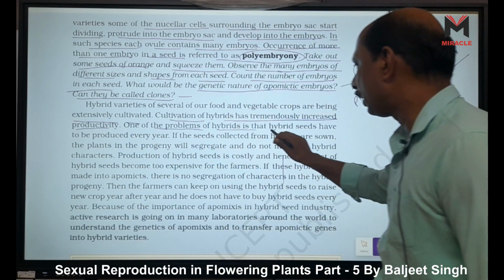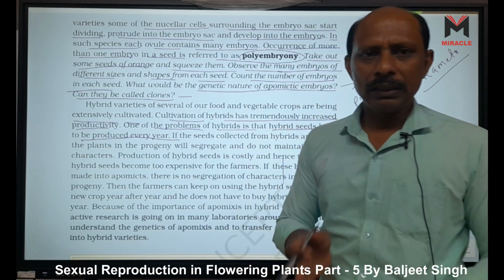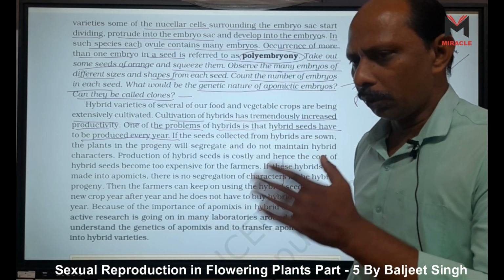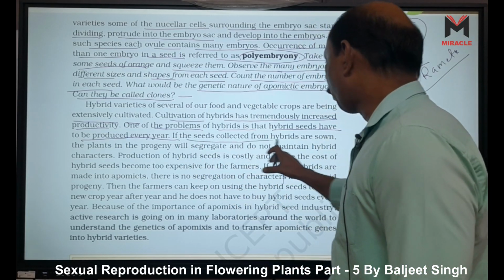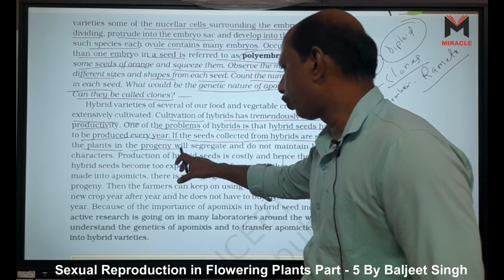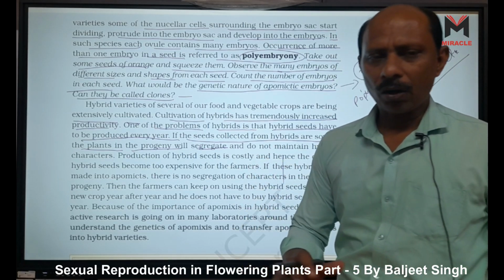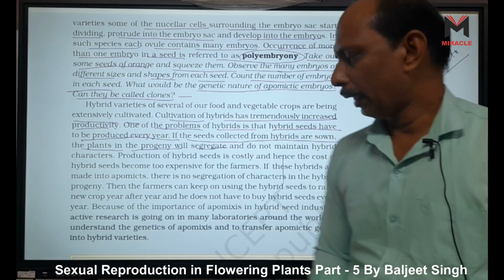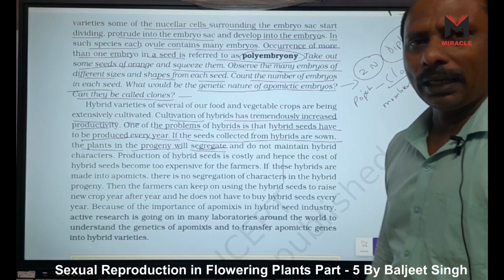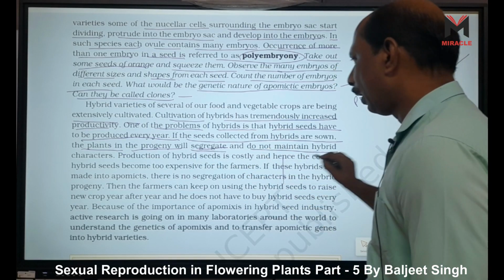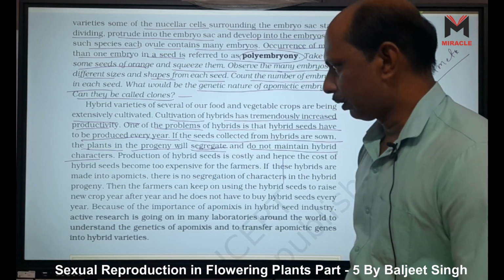One problem of hybrids is that hybrid seed has to be produced every year, because we know that in the F2 generation they separate in a 1:2:1 ratio. Their production is decreased. If the seed collected from the hybrid is sown, the progeny will segregate. I already told you, in the F2 generation they will segregate. That means hybrid seeds are only used once, right? Because when we use them in another generation, segregation occurs, their yield is decreased, and they do not maintain the hybrid characters, because here 50% are hybrid and 50% are pure. They segregate to pure.